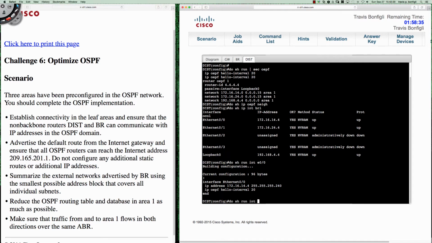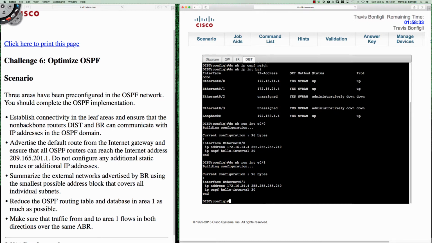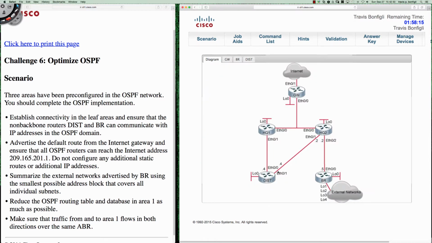Do show run in Ethernet 01. And what do we have? We've got that IP OSPF hello interval 20 has been set on both of those interfaces. So what we need to do is confirm, taking a look at the diagram here, that if both of these interfaces have the hello interval set to 20, then on the HQ and the HQ2 Ethernet 01 interfaces respectively, we would need to make sure that that matches.